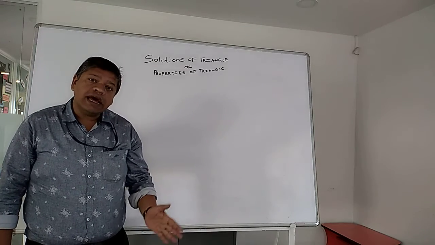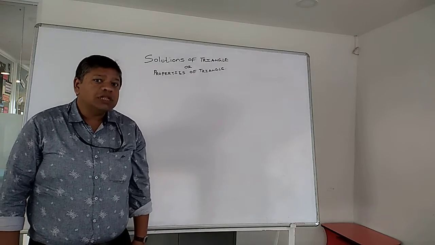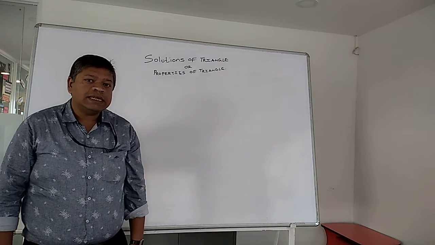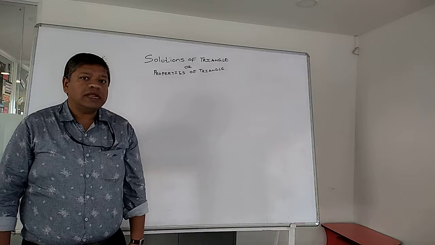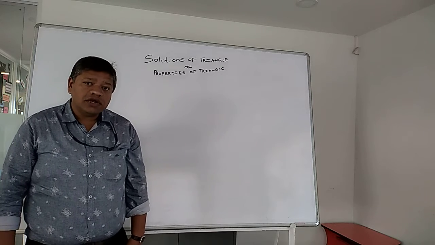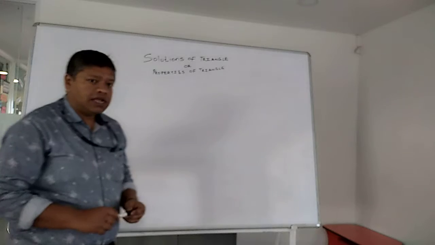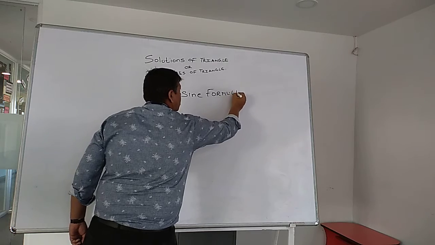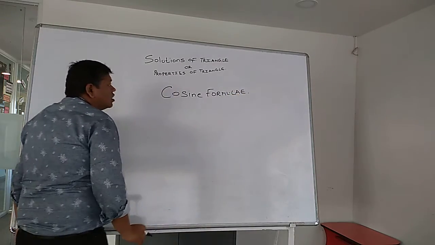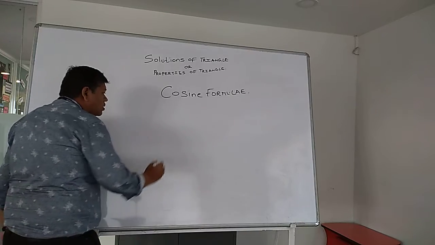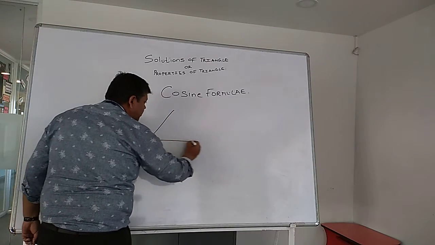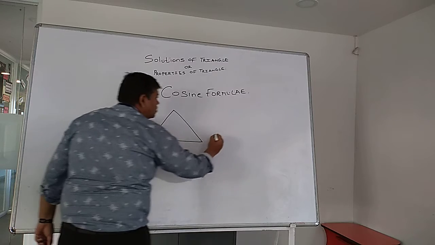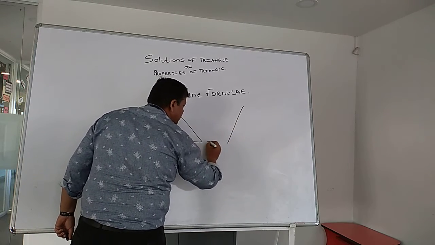That is, this is another tool to establish the relationship between the sides and angles of a triangle. So let us see the other formula, the other tool establishing the relationship. The name of the formula is the cosine formula. This particular formula can also be applied in an acute angle triangle as well as an obtuse angle triangle.